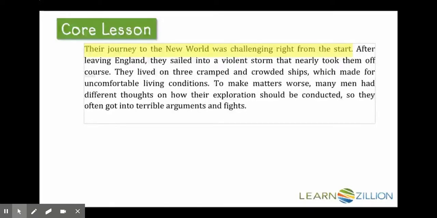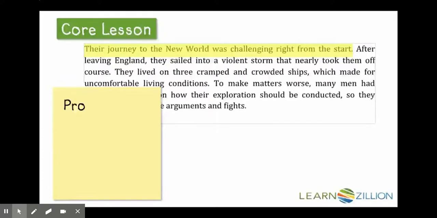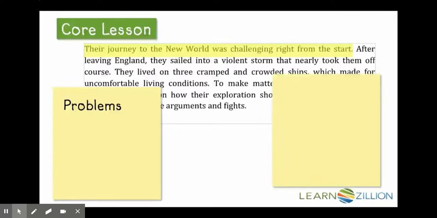And in the first sentence here, I see their journey to the New World was challenging right from the start. So I know that this story is going to tell me some problems since the settlers were facing challenges. So I'm going to set up two sticky notes, one with problems and one with solutions so that I can take notes while I'm reading.